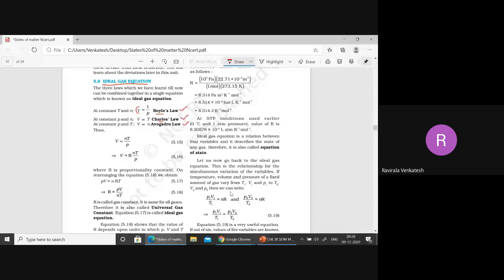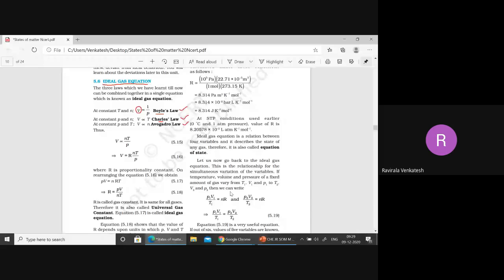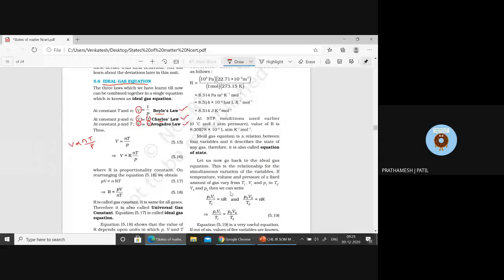What is Boyle's law? Volume is inversely proportional to pressure. Charles's law: volume is directly proportional to temperature. Avogadro's law: volume is directly proportional to the number of moles. Based upon this, what can we write here? Volume is directly proportional to the number of moles and temperature, but inversely proportional to pressure.